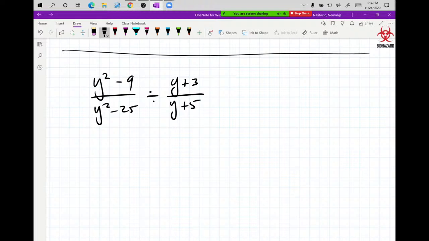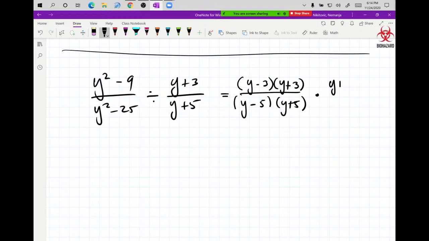So it's y minus 3 over y minus 5. That's the answer. Good. Okay, so we have y minus 3, y plus 3 divided by y minus 5, y plus 5 times, and we have to flip this one, right, because we changed division into multiplication.